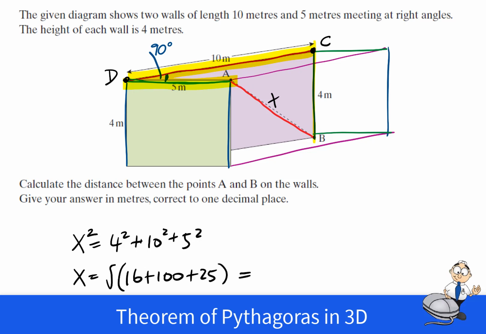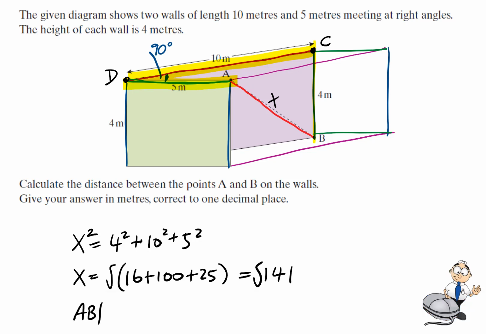So x is the square root of this, which is the square root of 141. And that's equal to 11.9 when we round it off to 1 decimal place. This example demonstrates how understanding how Pythagoras' theorem works in 3 dimensions can really simplify what otherwise would be a very complex question.